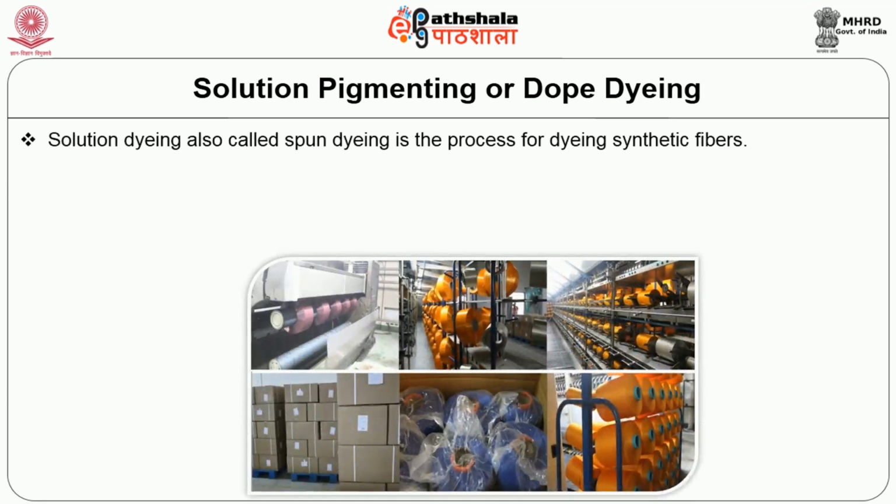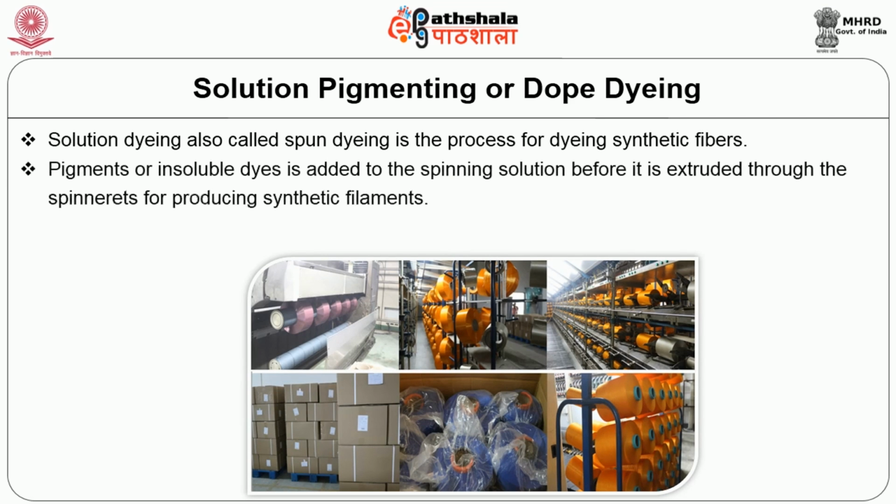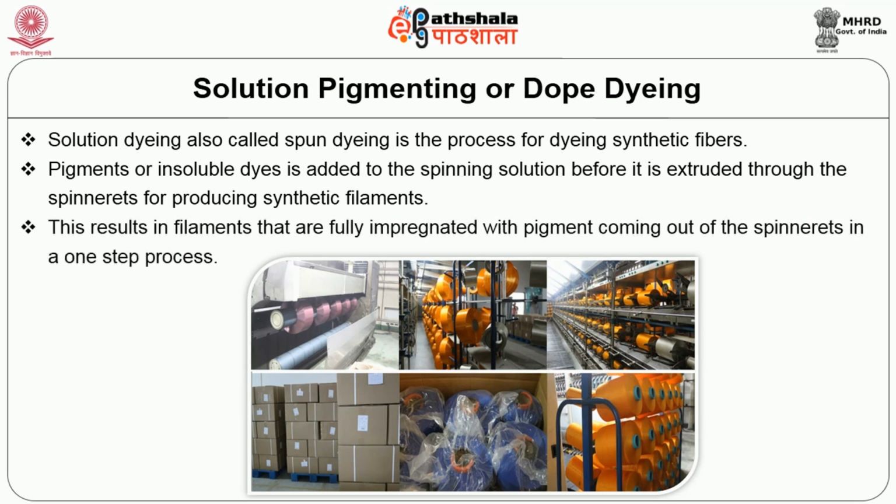Solution dyeing also is called spun dyeing. It's a process for dyeing synthetic fibers. Pigments or insoluble dye is added to the spinning solution before it is extruded through the spinnerets for producing synthetic filaments. This results in filaments that are fully impregnated with pigment coming out of the spinnerets in a one-step process.